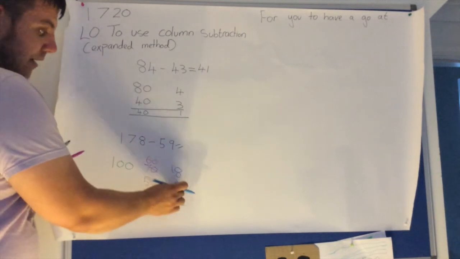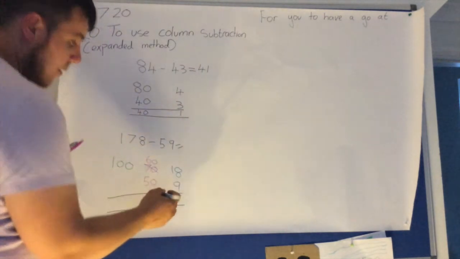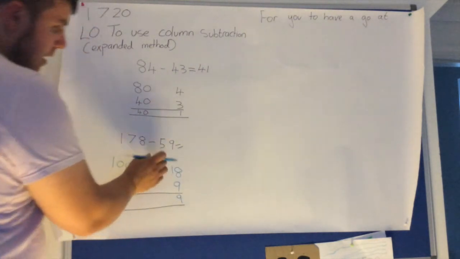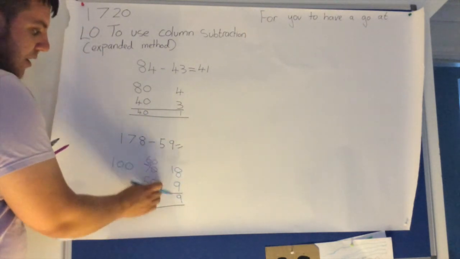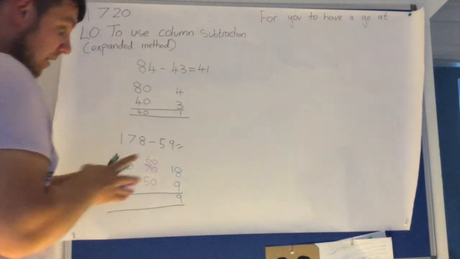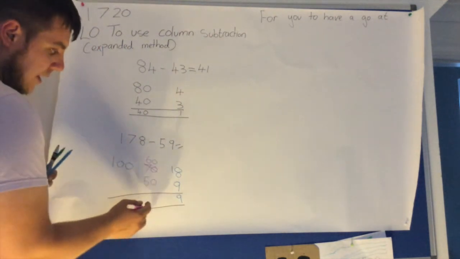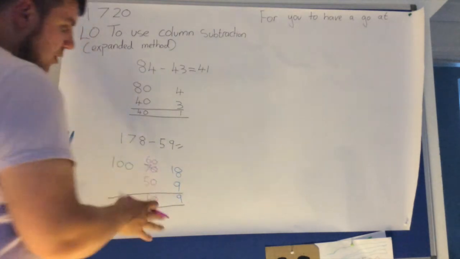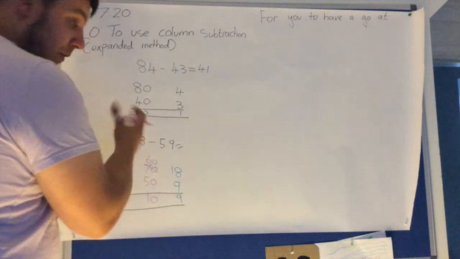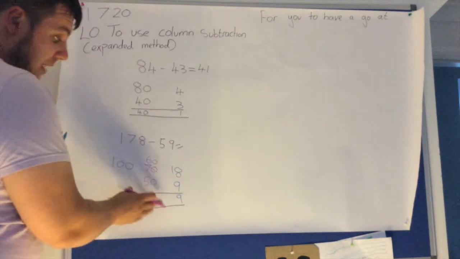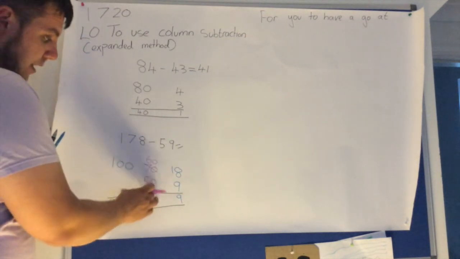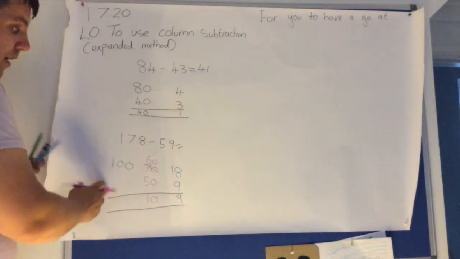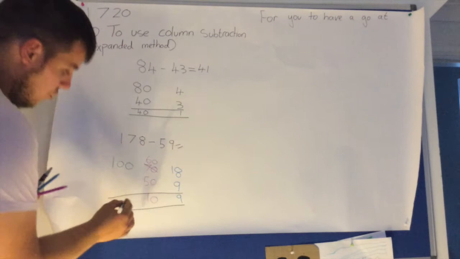So that 18 now is bigger than that 9, so I can do 18 take away 9, which gives me 9. Okay, I'm on to my 10s now. 60 take away 50, I can do that. It's going to give me 10. At this point, if you want to do a jotting, or do it in your head, or on your fingers, it's absolutely fine. So 60 take away 50 is going to give me 10, and then I've got 100 take away nothing, which is going to leave me with 100.